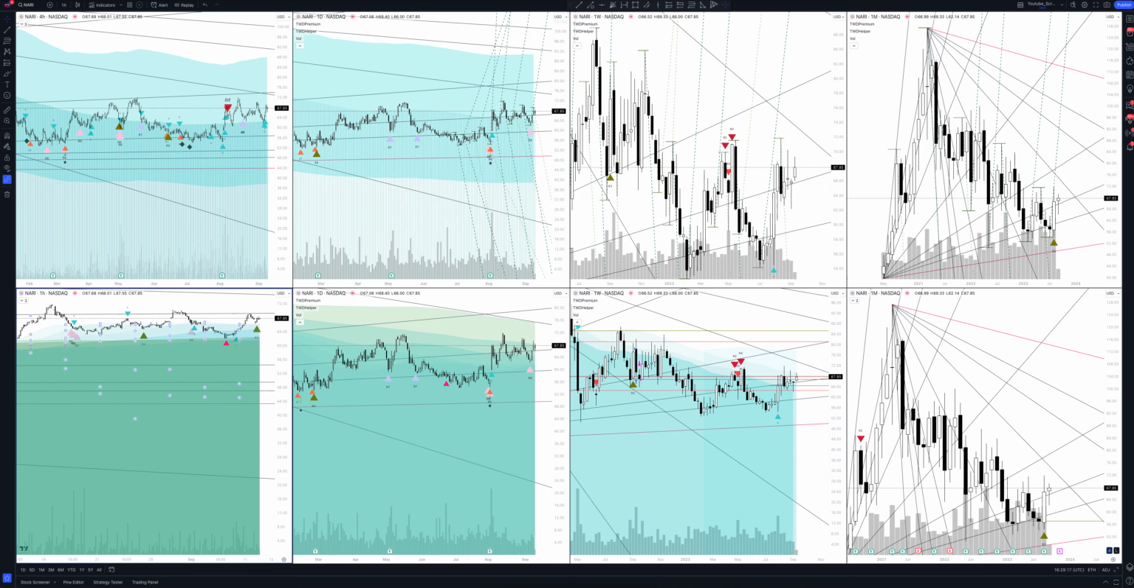Today we will take a look at Inari Medical Inc stock. Let's analyze the market situation and find out how you can make money on it. Let's start.